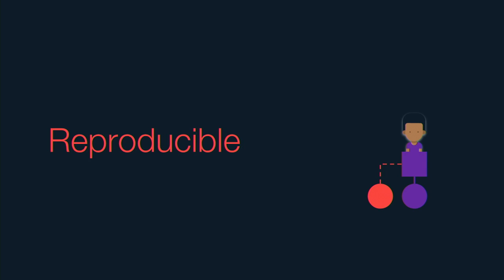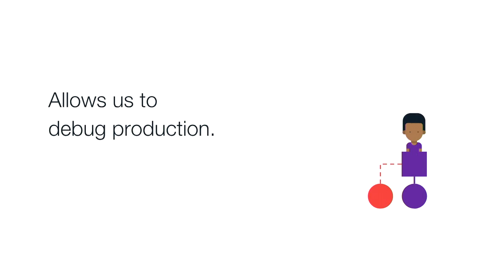OK, so reproducible. I'm guessing that reproducible is pretty clear to this crowd. But still, let's agree that reproducible means that I can run the build again, and if the inputs have not changed, then the outputs will be the same. Why would you want to do that? So first, it allows us to debug production. We can just build whatever is on production again and be able to stress that and see what's happening there.